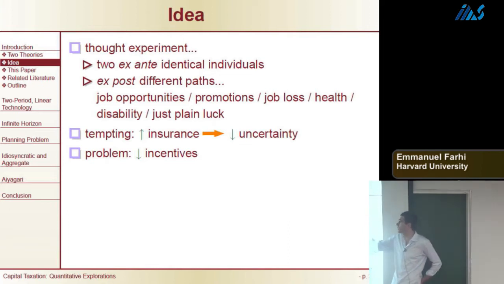Some of these risks could originate in the labor market. Some of them probably are more related to health, especially in the later stages of life. And in an environment like this, where you have people who are ex ante identical and ex post different, it's tempting to say that you want to provide some insurance, because that's going to reduce the amount of uncertainty that individuals are facing. Of course, the downside is that as you provide this insurance, you affect incentives.